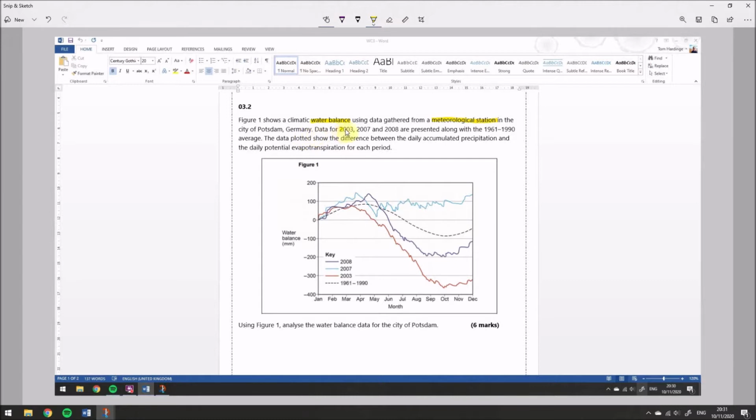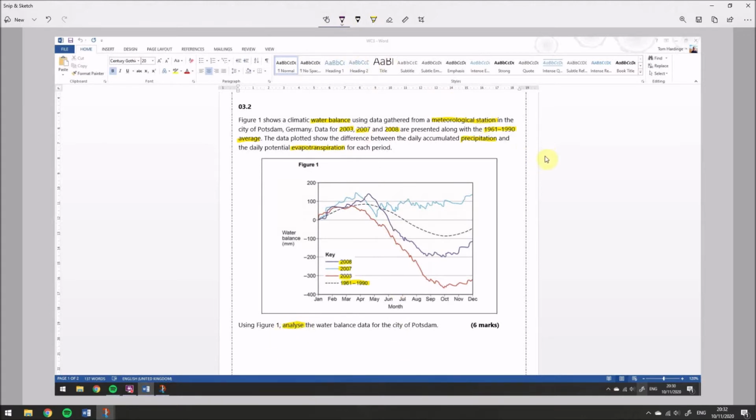And we've got data for 3 years, 2003, 2007 and 2008, and we can see those 3 years as three separate lines on our graph. So they're presented along with the 1961 to 1990 average. So we can also see that on the graph as the dotted line showing the average, the long-term average from 1961 to 1990. It says here the data plotted shows the difference between the daily accumulated precipitation and the daily potential evapotranspiration for each period. So again, this is the difference between our inputs of precipitation and our outputs for evapotranspiration. So the question says to analyze the water balance data for the city of Potsdam.